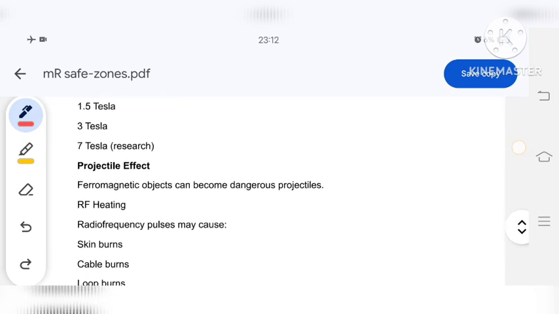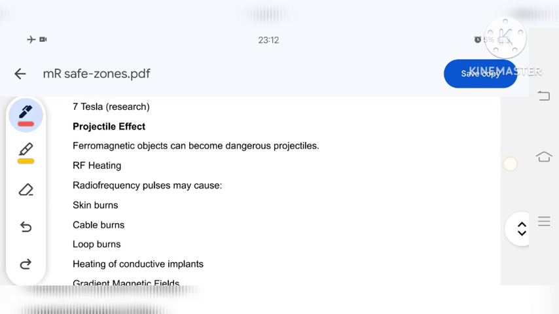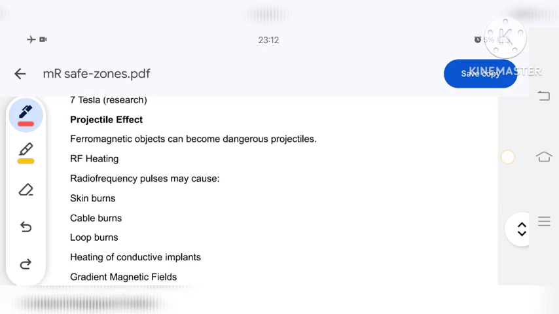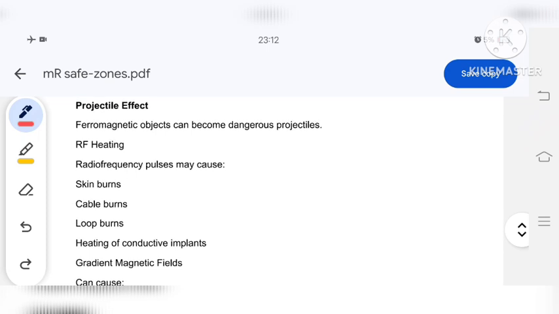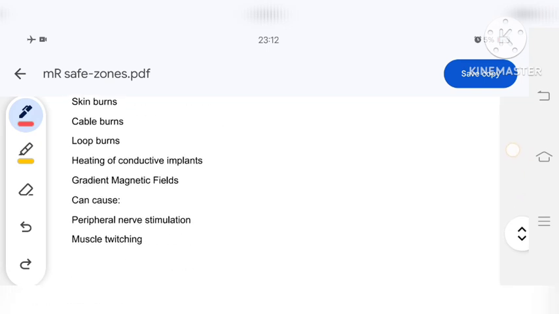Projectile effect in this zone: ferromagnetic objects can become dangerous projectiles. RF heating can also obviously occur. Radio frequency pulses may cause skin burns, cable burns, loop burns, and heating of conductive implants.